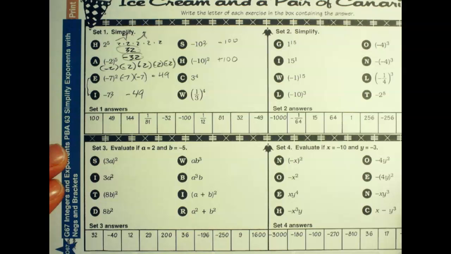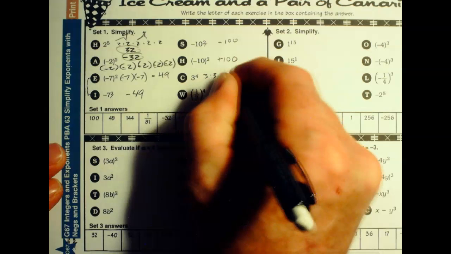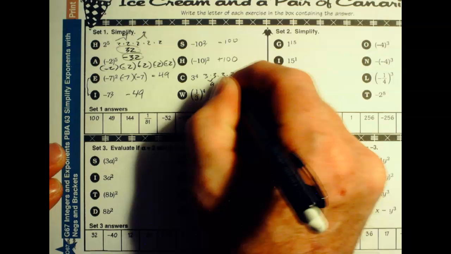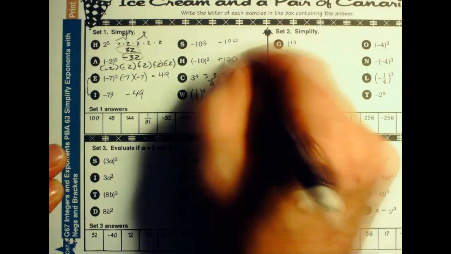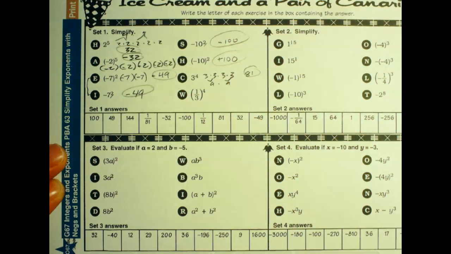All right, 3 to the 4th. Well, it's 3 times 3 times 3 times 3. And this is 9, and this is 9. So 9 times 9, this is 81. And it's positive, of course. I'm sure I got my answers circled on there.